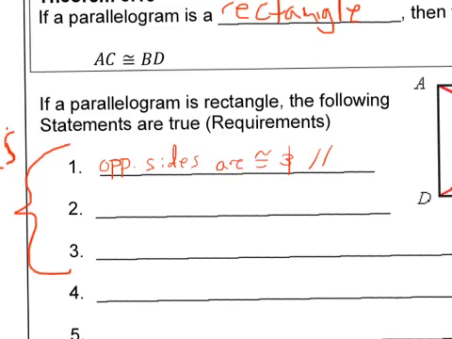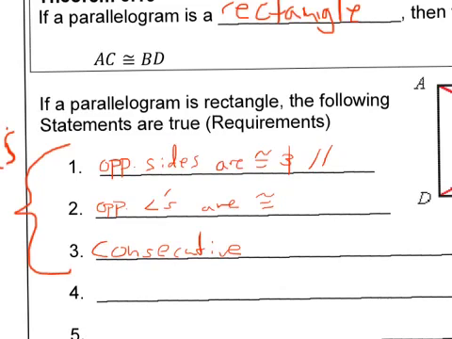Remember, that's true with any parallelogram. We've learned that already. What's another one? Well, how about opposite angles are congruent? That's another one that we already learned about parallelograms. Well, it's true in rectangles as well. And consecutive angles are supplementary, meaning angles right next to each other. We've talked about that as a property of a parallelogram, and it's also a property of rectangles.